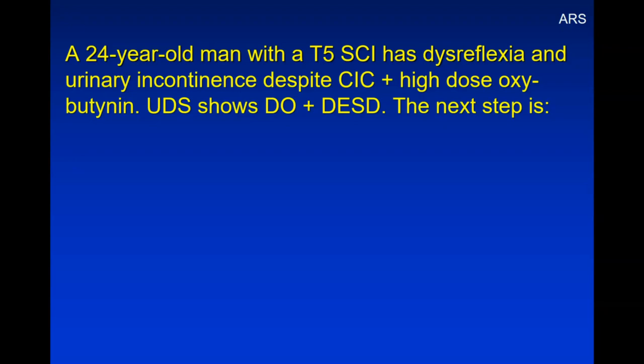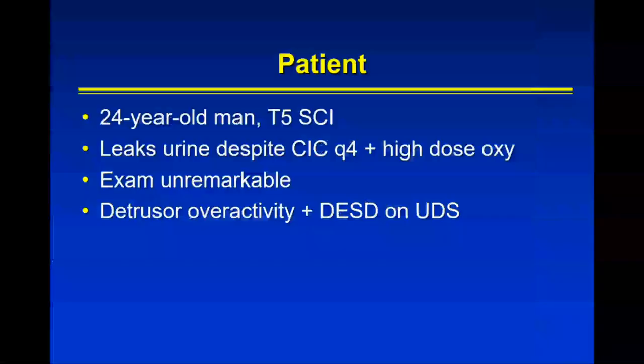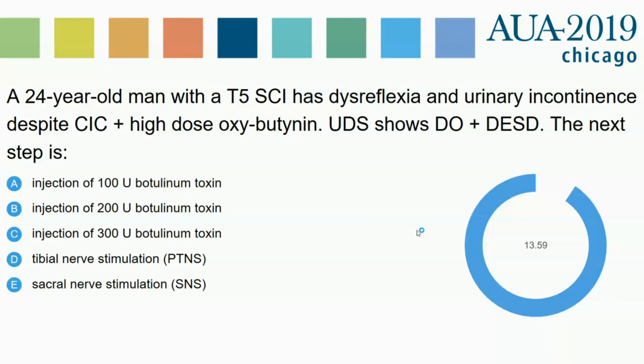A 24-year-old man with T5 spinal cord injury with dysreflexia failed oral meds. UDS showed detrusor overactivity with sphincter dyssynergia. The next step is 100 units of Botox, 200 units of Botox, 300 units of Botox, tibial nerve stimulation, or sacral nerve stimulation.